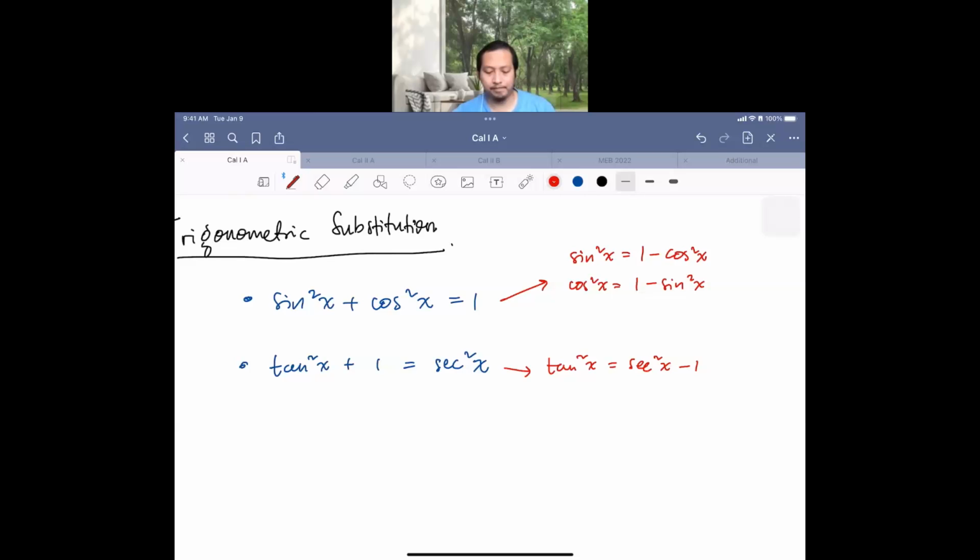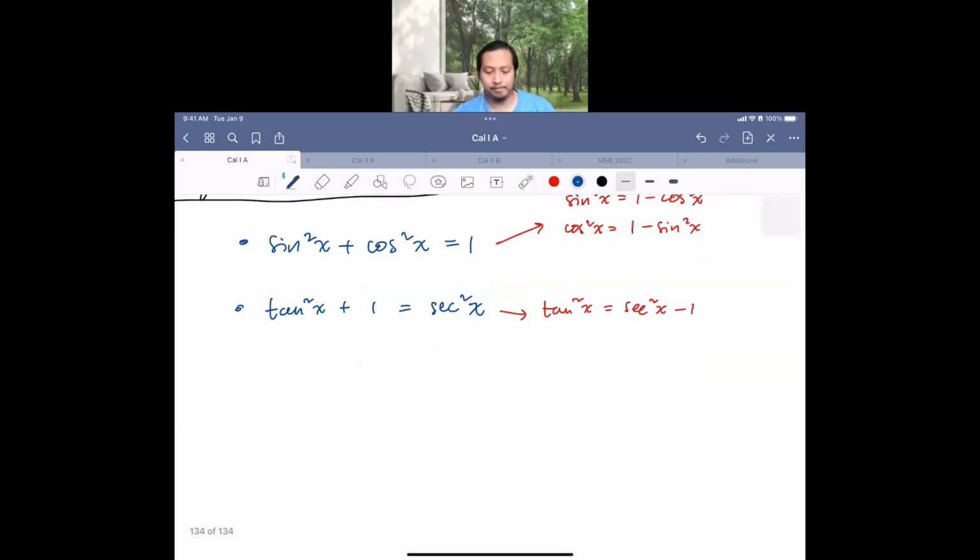In the substitution method, we substitute u as one element of our function, right? In trigonometric substitution, instead of u, we substitute with a trigonometric expression. For example, if we have an integral with 1 over x squared and then the square root of x squared minus 9.